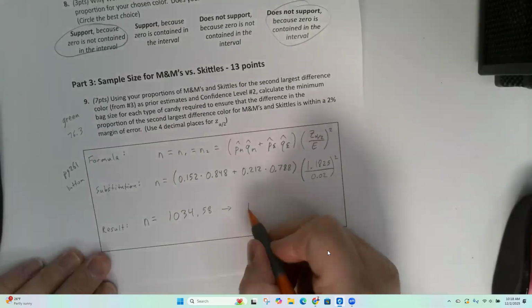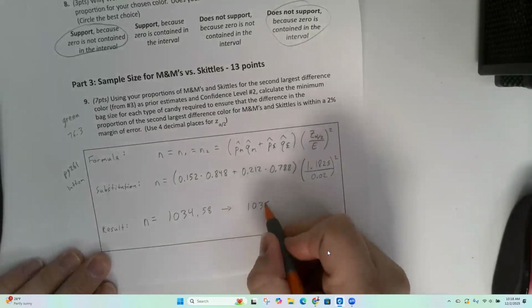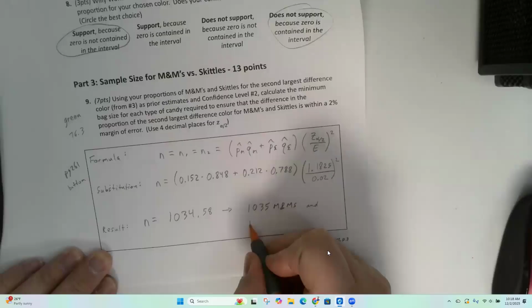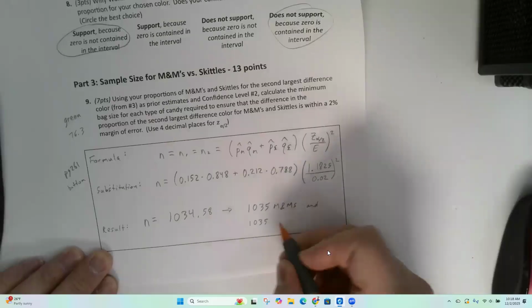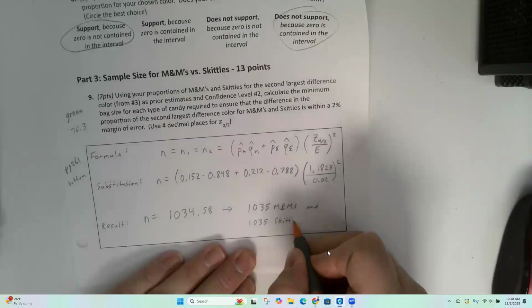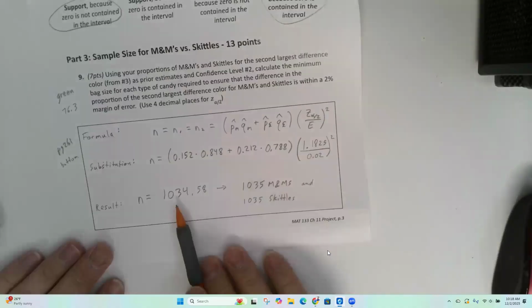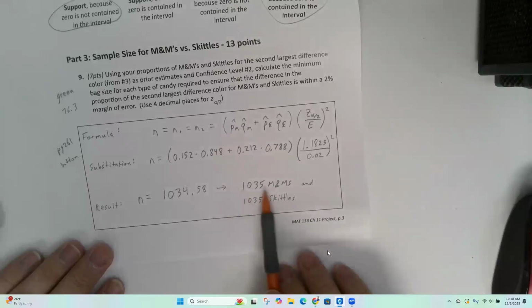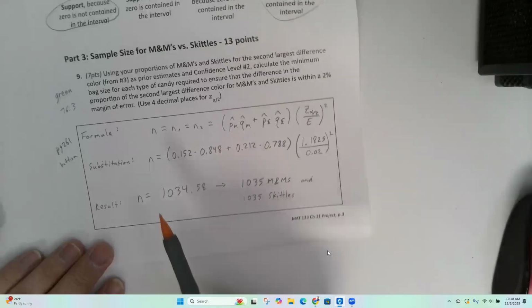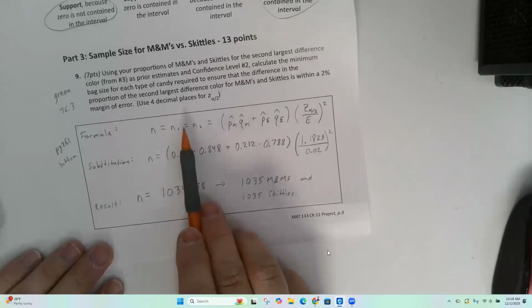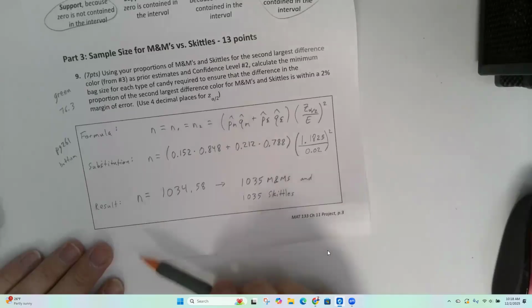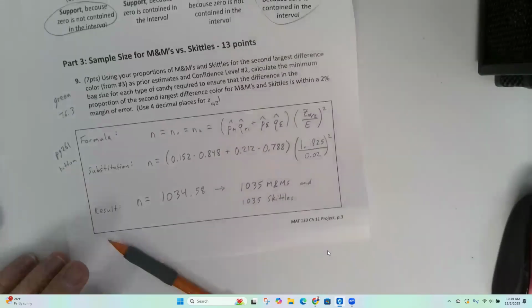Our answer is 1,035 M&Ms, and we need 1,035 Skittles. It's not 1,035 total because I could buy 500 M&Ms and 500 Skittles. That's not the case. This is saying that N equals N1 and N2, so your sample size has to be 1,035 for both of them.